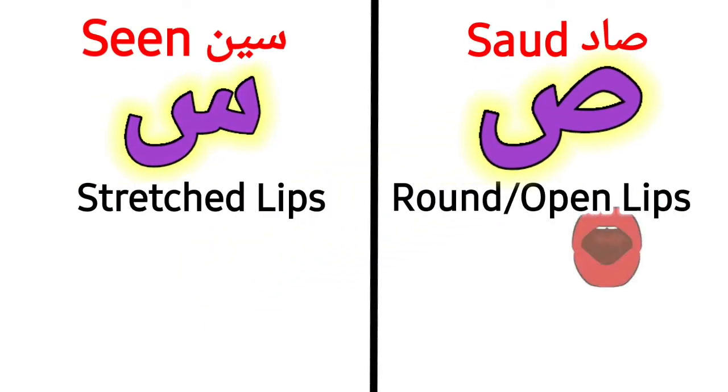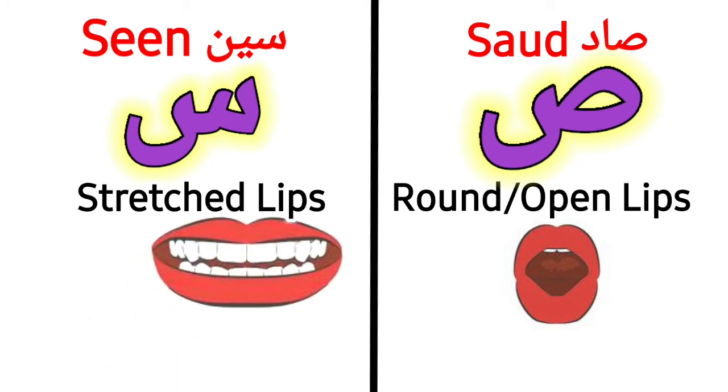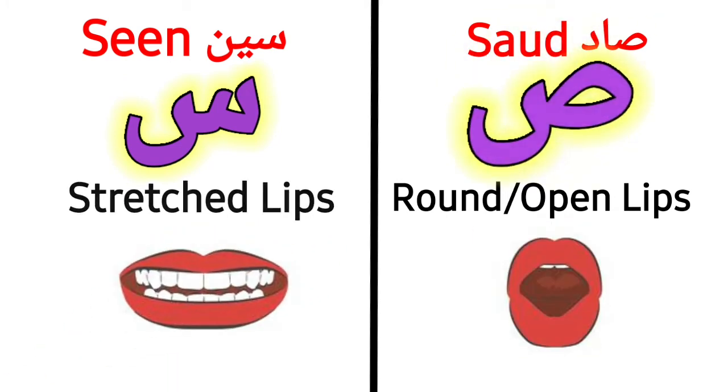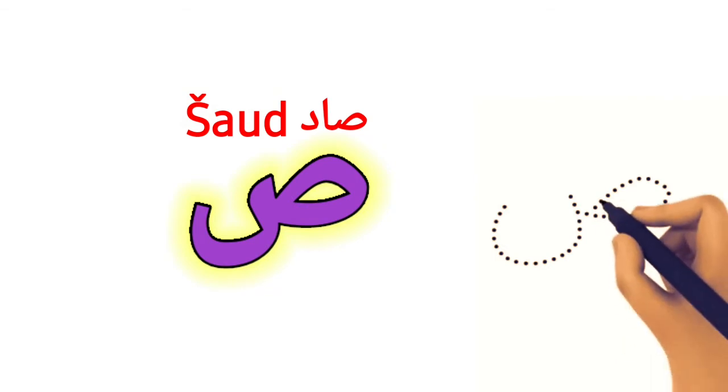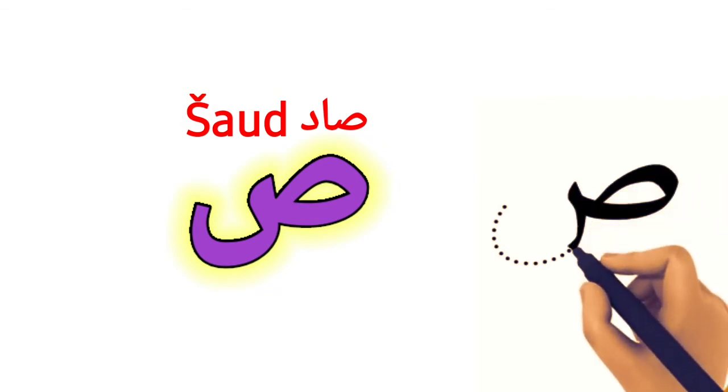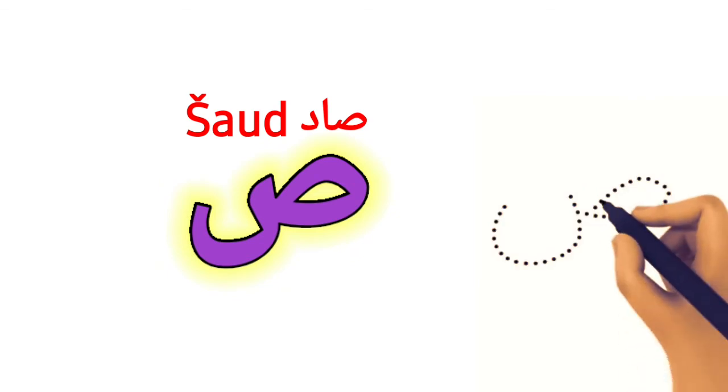It's exactly the same as seen but deeper. So seen was sa sa sa. Sod is so. طيب, how to write sod? I usually start from this side here and eventually I go down with the belly. تمام? So let's try again.